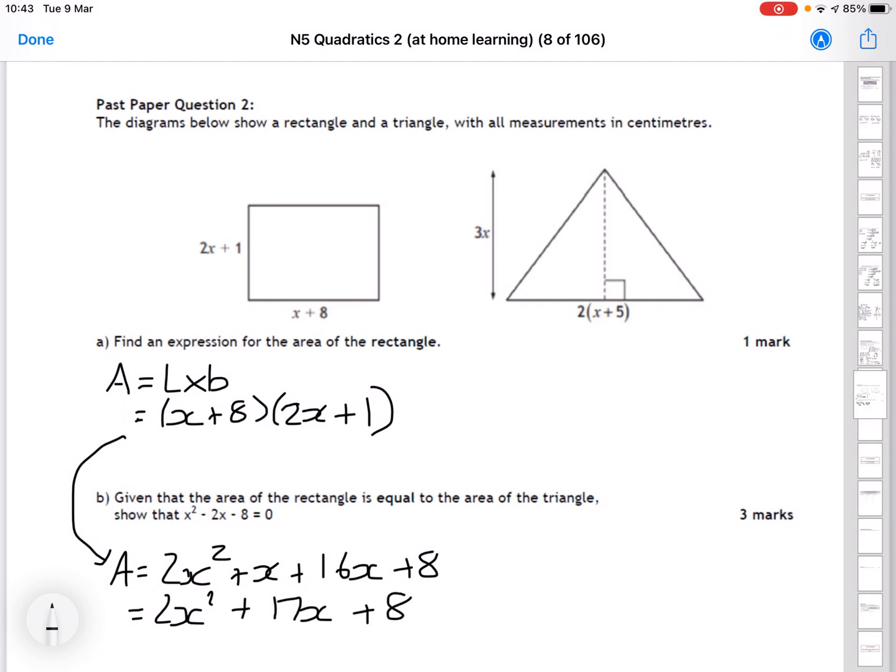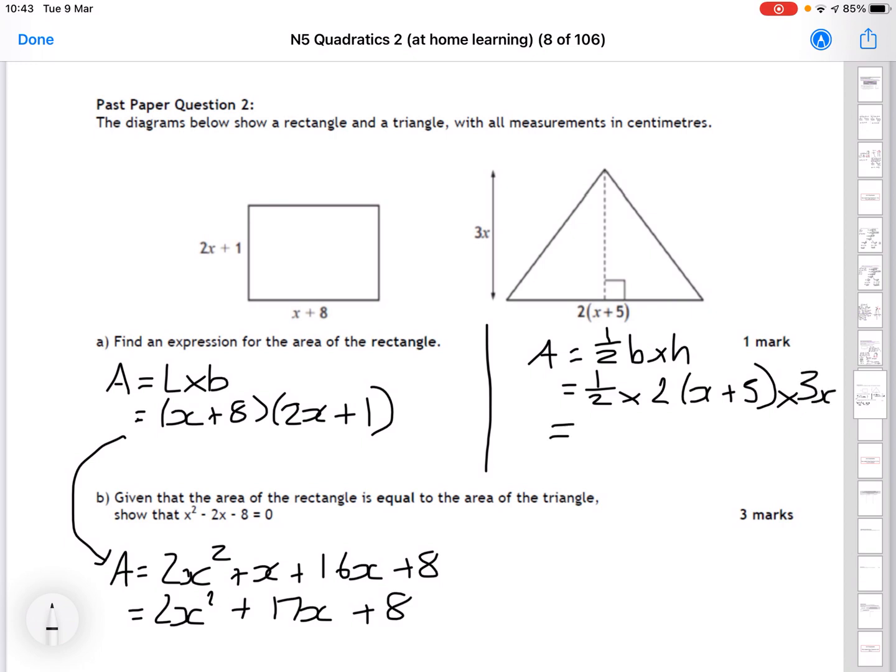Then for your triangle, area equals half base times height. So we would be doing 1/2 times the base, which is 2 bracket x plus 5, times the height, which is 3x. If we tidy this up, 1/2 times 2 is just 1, so that cancels down to just a 1. So we've got x plus 5 times 3x. If we break that out, we'll get 3x squared plus 15x.